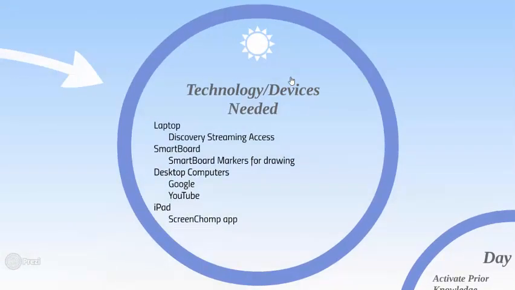The technology and devices, including other materials needed for this unit, are your laptop, and hopefully you have Discovery streaming access. If not, the video that is viewed is accessible through YouTube, although it has the commercials before viewing. You'll also want to have a smartboard and some type of smartboard markers. It comes with red, green, blue, and black. So you can use those markers to actually draw during this unit.